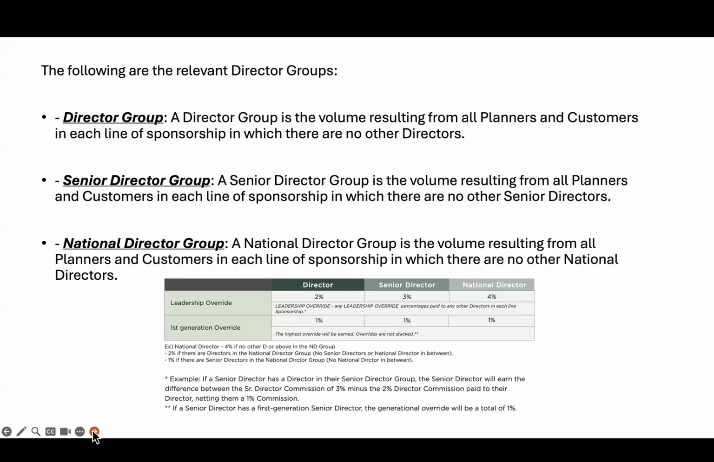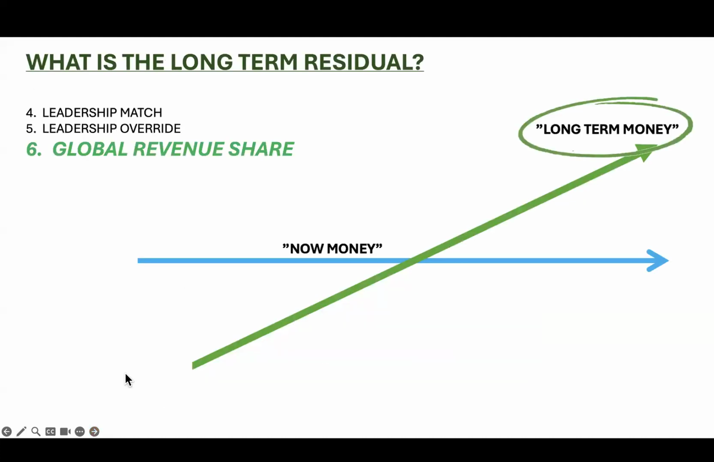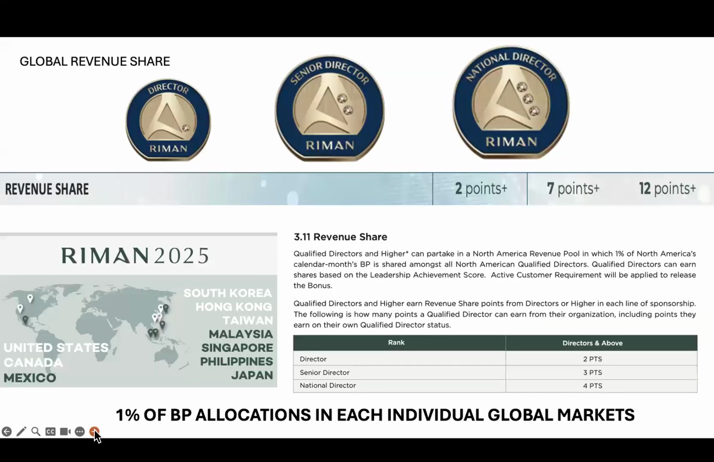You want to start paying attention to this right around the time you're wrapping up team leader, going director. Now, the last part is the global revenue share. It's very simple, but here are some caveats you have to understand. For every country that we're open in, every market, at the end of the month, they're going to allocate 1% of the generated BP of that entire market and put it into a global bonus sharing revenue share pool. It starts from director, senior director, national director.